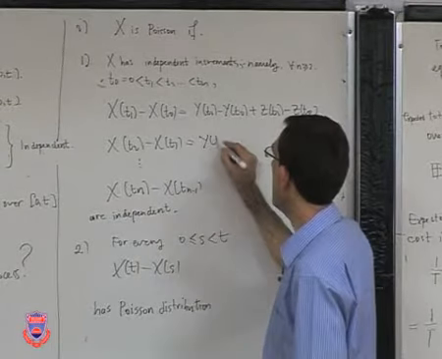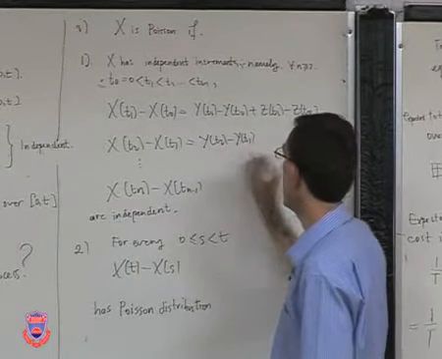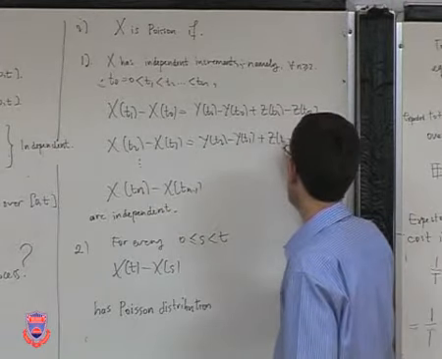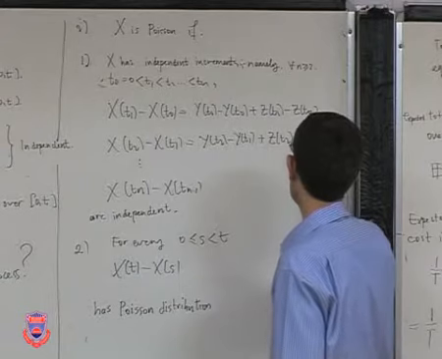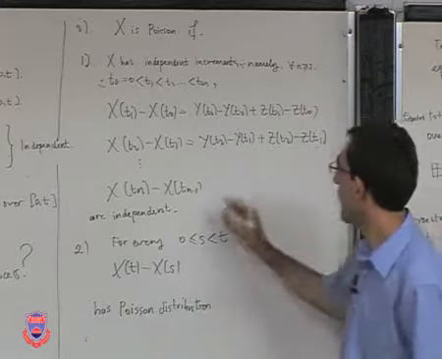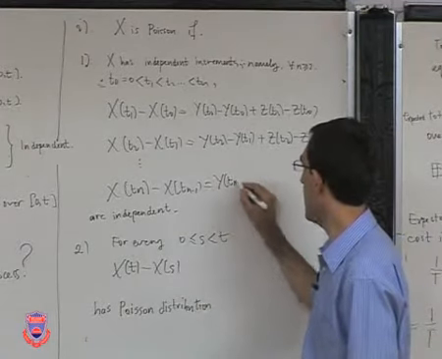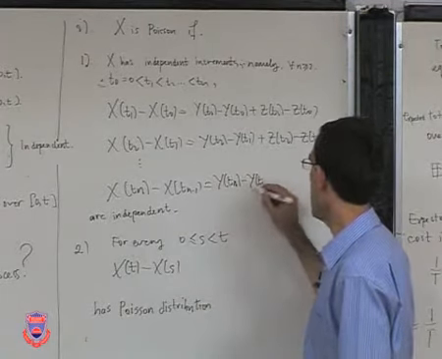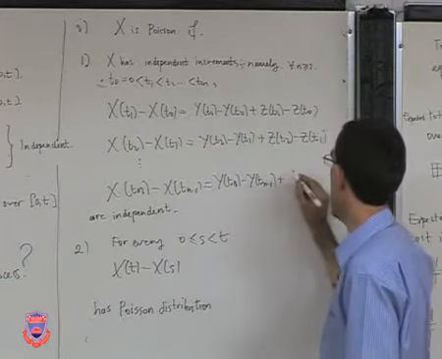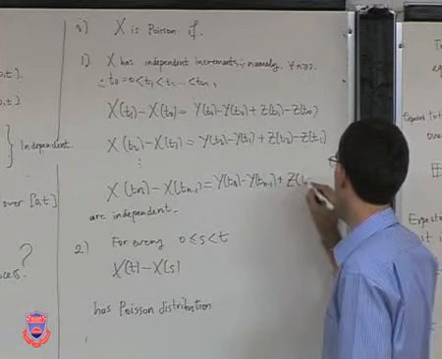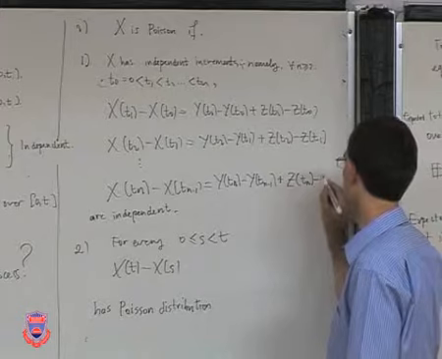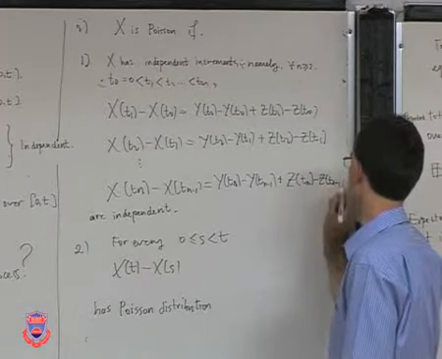And this is y(t2) minus y(t1), the change in y over the same interval, plus the change in process z over the same interval. And finally, here you have the change in the process y over the last interval you picked, plus the increment in process z over the last interval from tn minus 1 to tn.